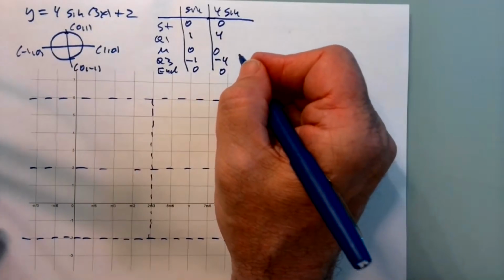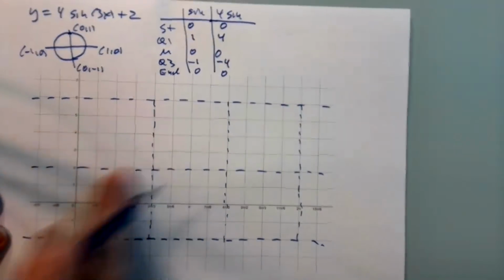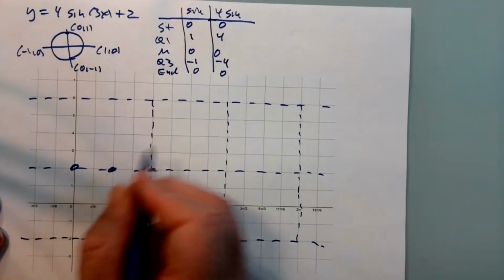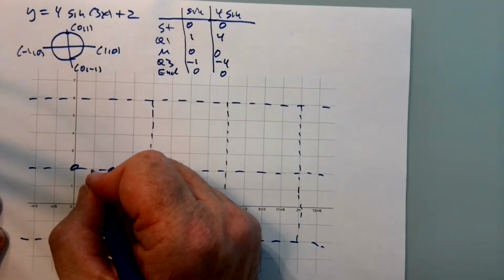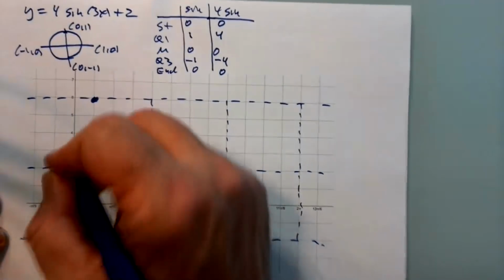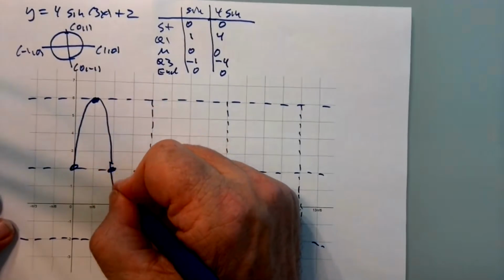So measured from the midline, my first period, my first window is here. It starts at 0. It ends at 0. The middle point is 0. The quarter point jumps up to 4 points from the midline. 1, 2, 3, 4 up here. 4 points from the midline down there. Here is our first period of that graph.